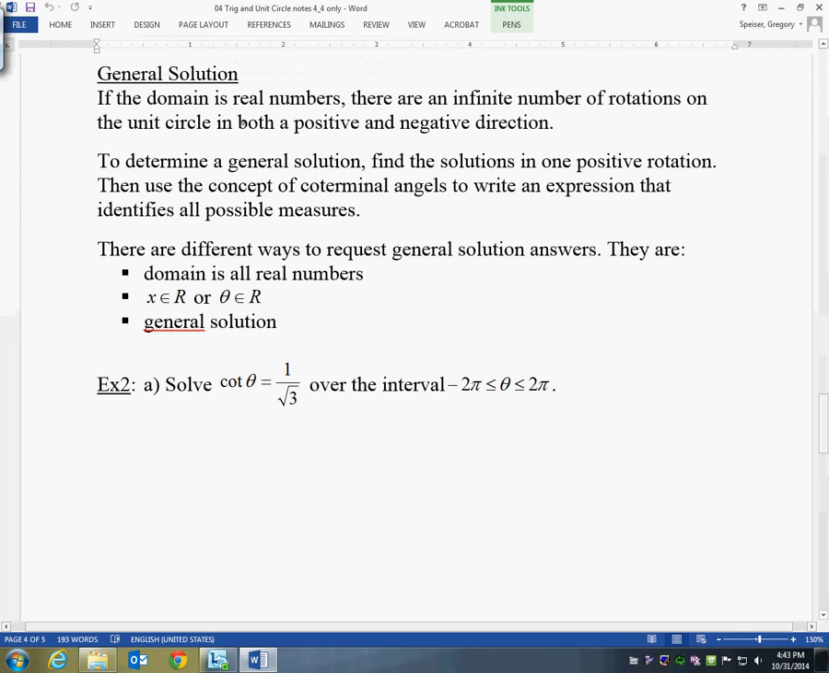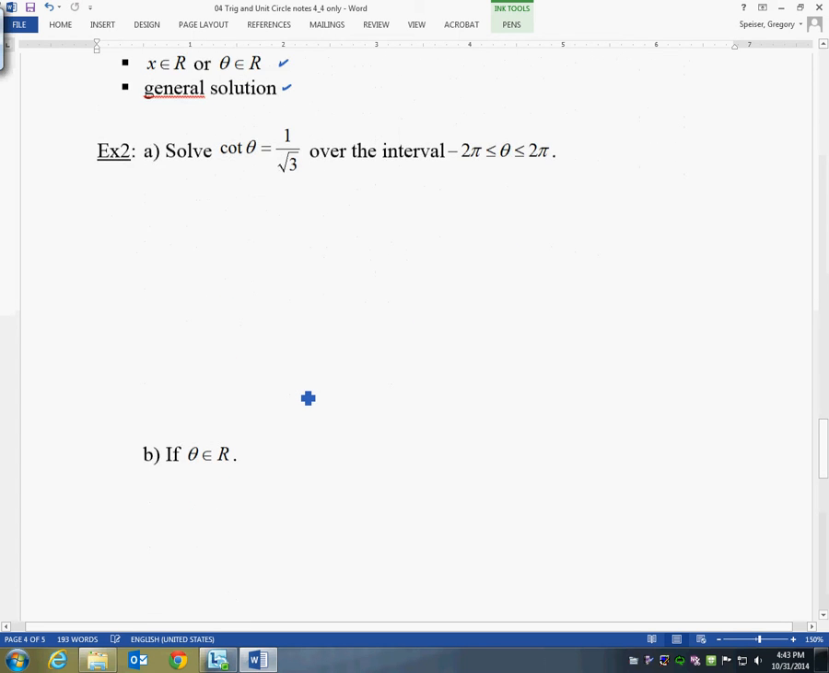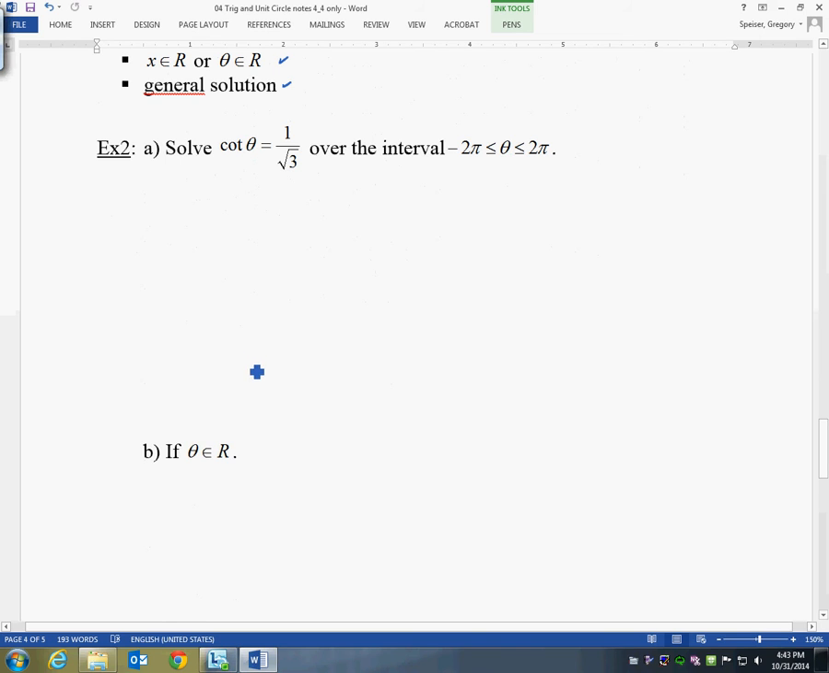One common way is if they say the domain is all real numbers in words, or if they do the exact same thing in math notation, where x is a member of all real numbers or theta is a member of all real numbers, depending on whether they're using theta or x, or they could actually use the words general solution. In any of those three examples, they're asking for a general solution. So for example number 2, A is not a general solution and B is a general solution.